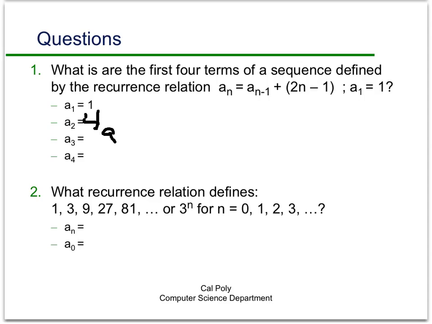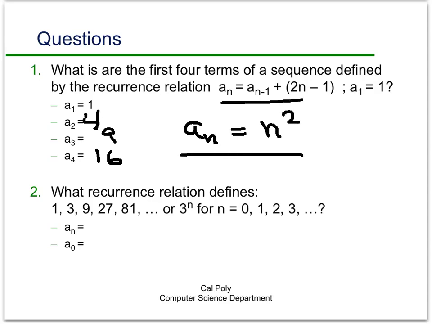And then similarly to get a4, that's going to be 9 plus, if you work this out, 7, and that means it'll be 16. When you look at that, you can say, well, I know what that is. a sub n is equal to n squared. So this is a formula, but this is the recurrence relation.